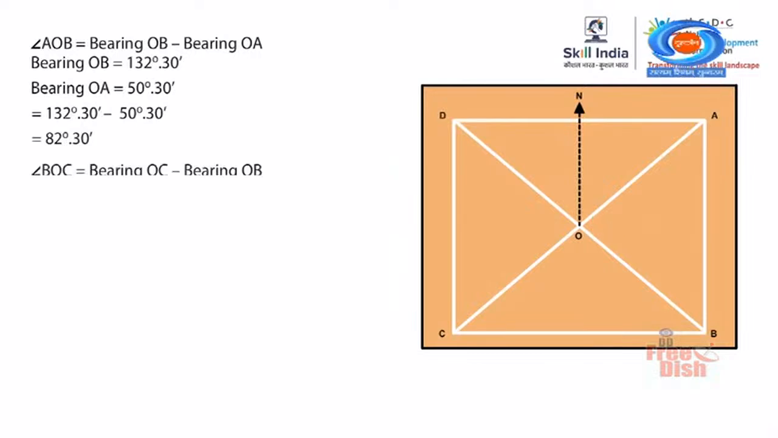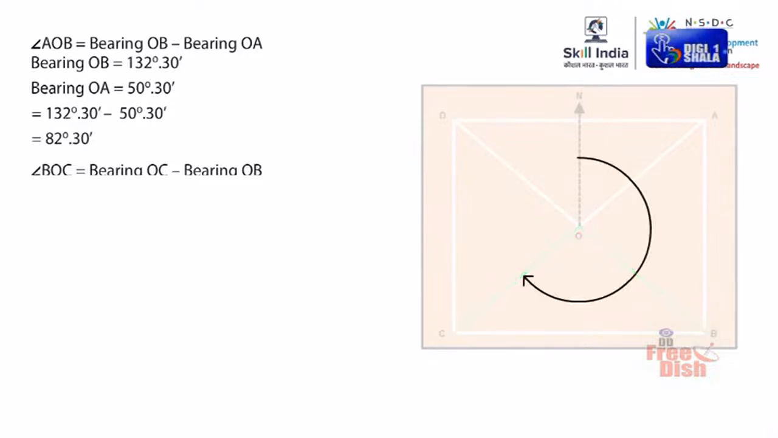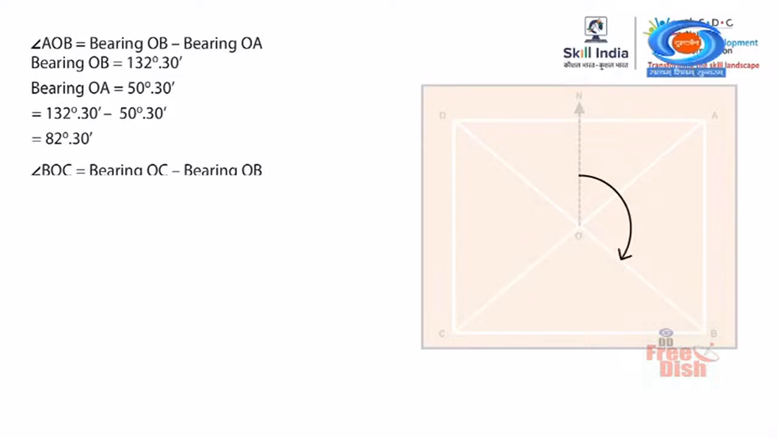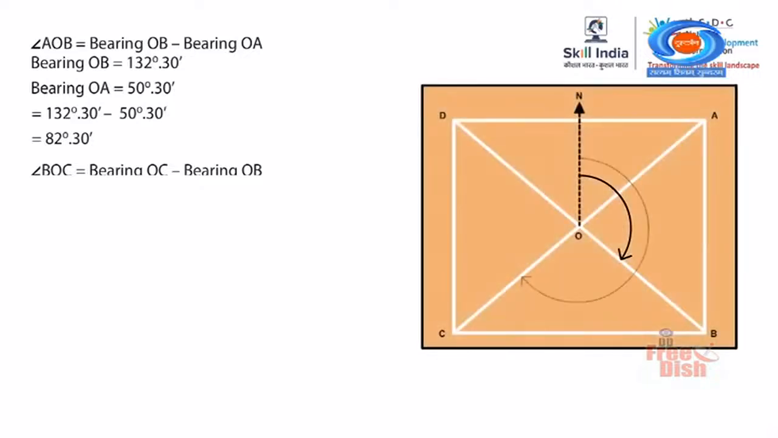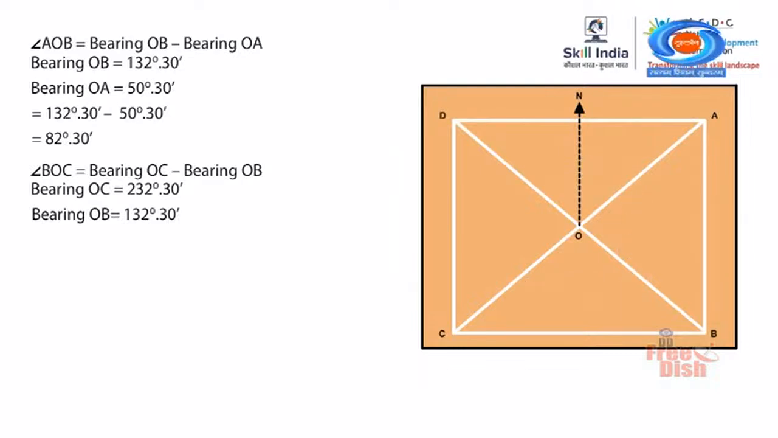Similarly, if we have to find out angle BOC, we can say that it is equal to the difference between bearing OC and bearing OB. From the diagram, we can see that bearing OC is equal to 232 degrees, 30 minutes, and that bearing OB is equal to 132 degrees, 30 minutes. Therefore, we can say that angle BOC is equal to 100 degrees.